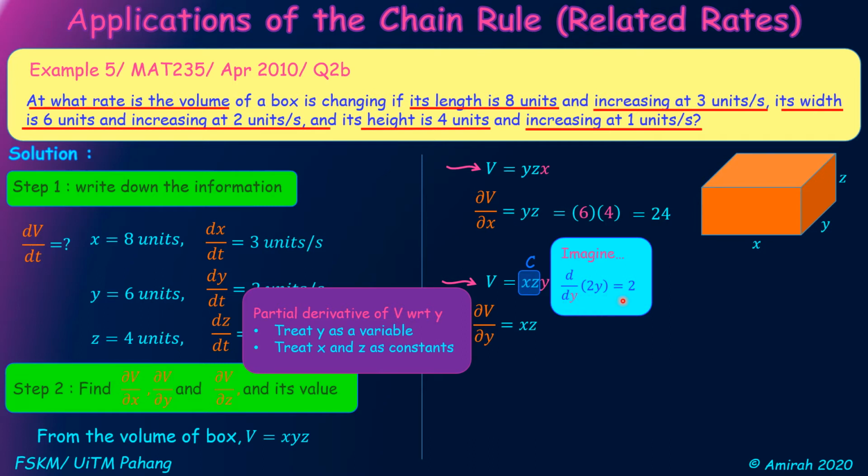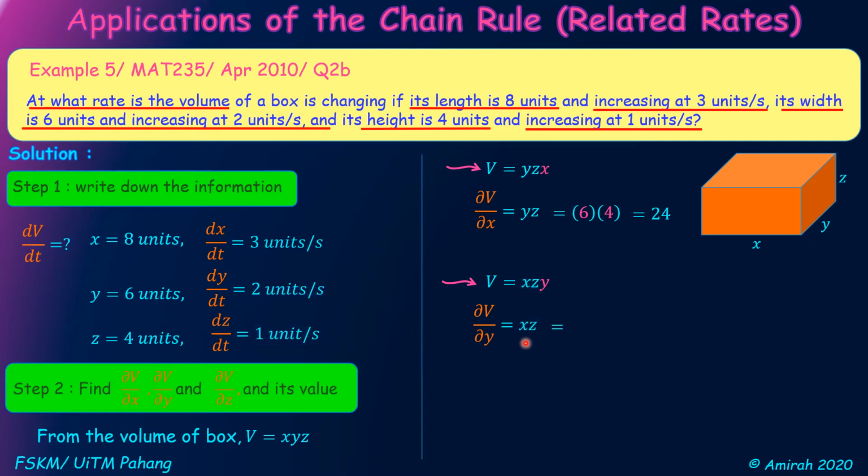The answer equals 2, which means a constant 2. So when we want to differentiate a constant times y, the answer equals the constant. Then we substitute x equals 8 and z equals 4, and simplify, so we get 32. Now we are done finding del v over del x and del v over del y.